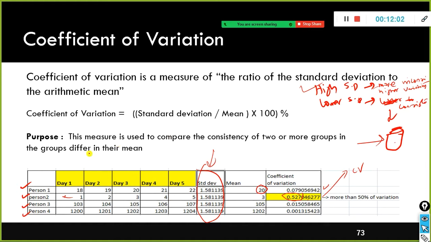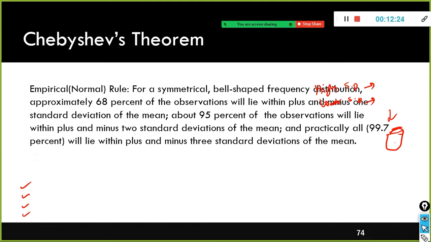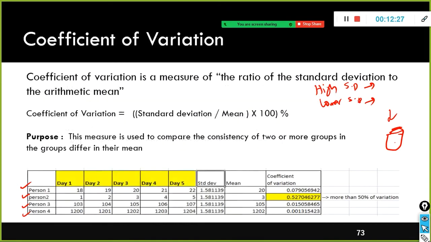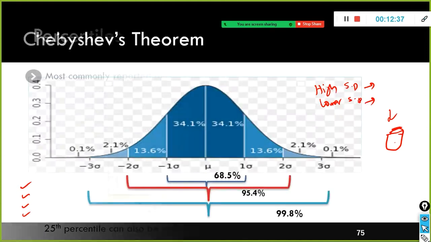See, the purpose of this is that the coefficient of variation is used to compare the consistency of two or more groups which differ in their mean. The mean is different, and also if you want to compare more than two groups, machine 1, machine 2, machine 3, different groups of data, we can use coefficient of variation. The coefficient of variation is also very helpful if you want to compare different units of measure of the column values. We will see that at a later point in time.